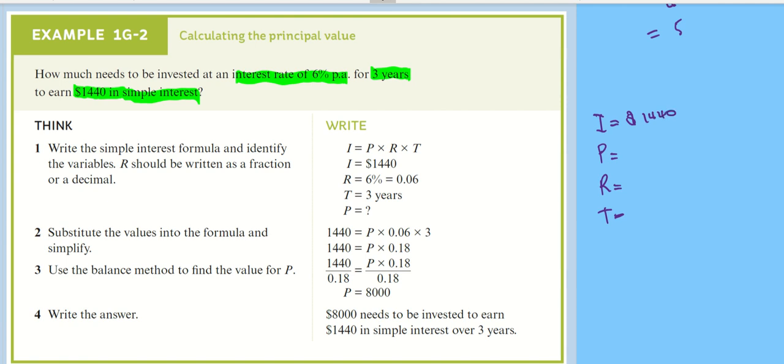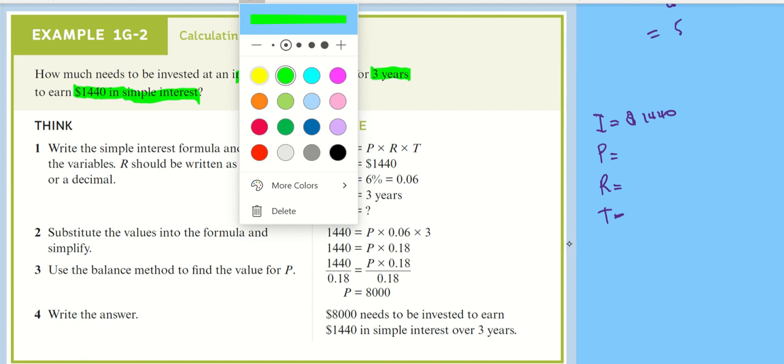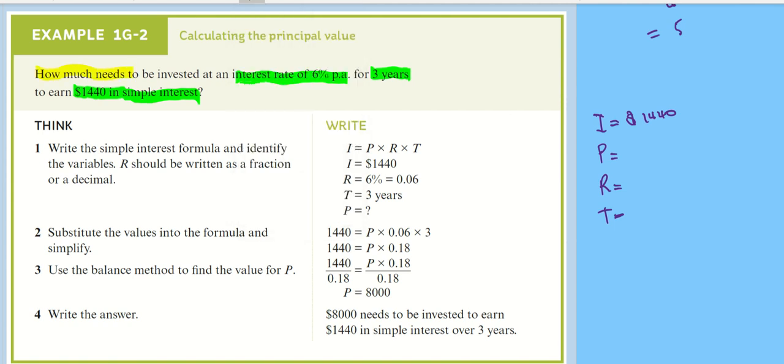That's that 1,440. Have I been given a principal? No, it's saying how much, isn't it? So that's going to tell me that, yes, that question is actually looking for principal. Now we've got the rate. Yes, we've got 6%. Now, as I said, I can write this a variety of different ways. 6% is the same as saying 6 over 100 or 0.06. And as I said, I prefer to write it as a decimal because it's easier in the long run. And then the time is 3 years.